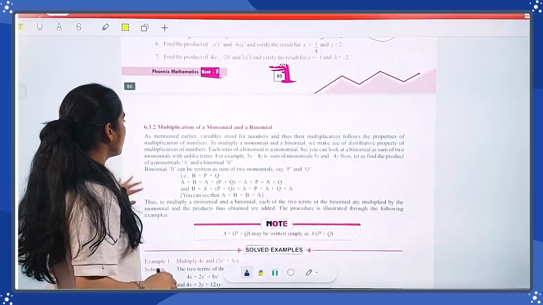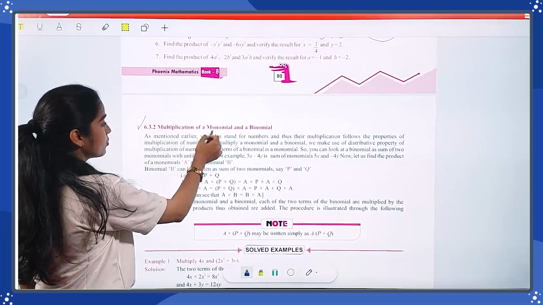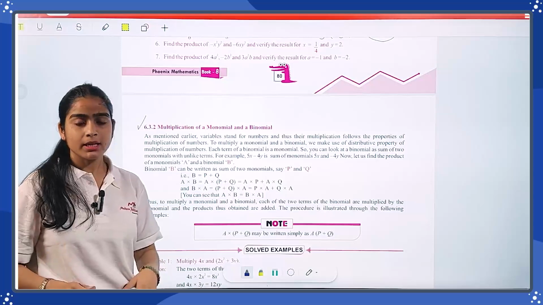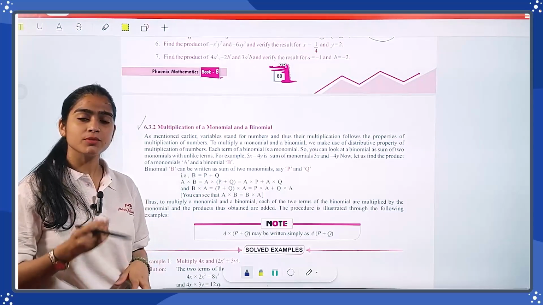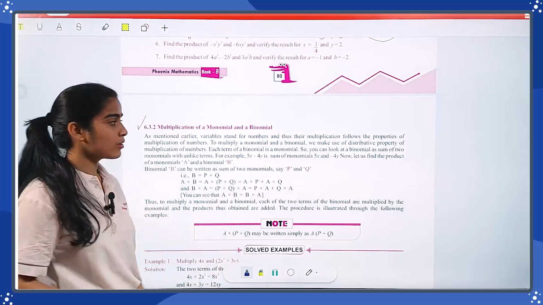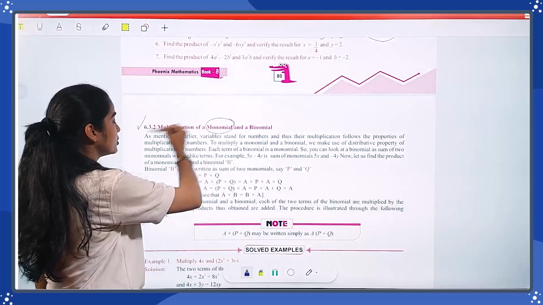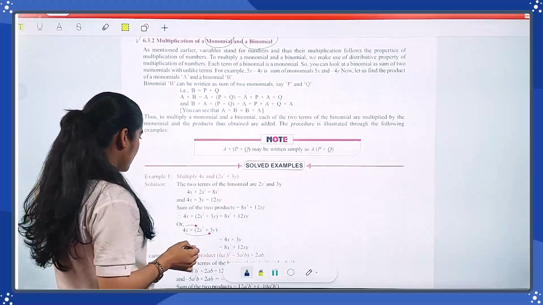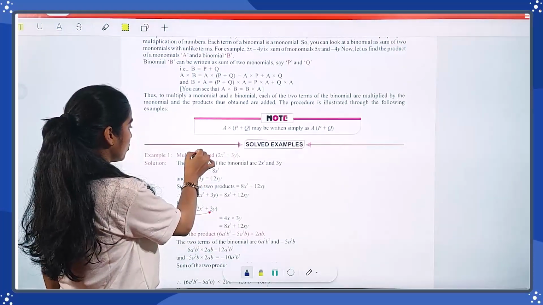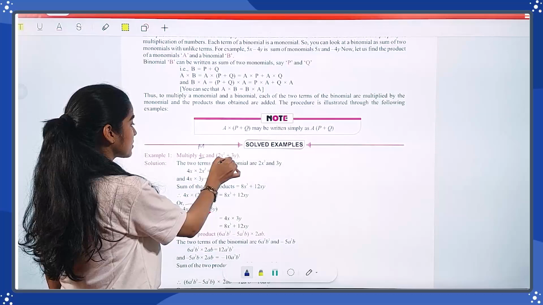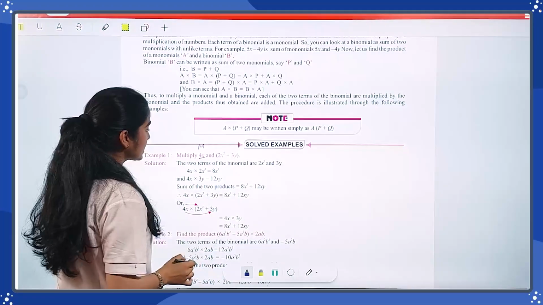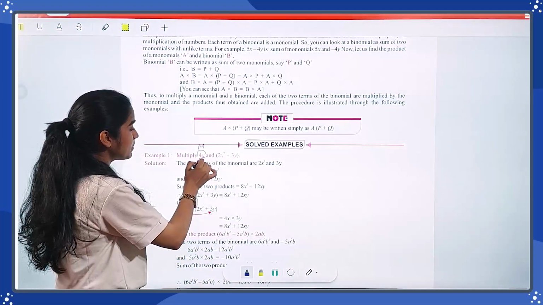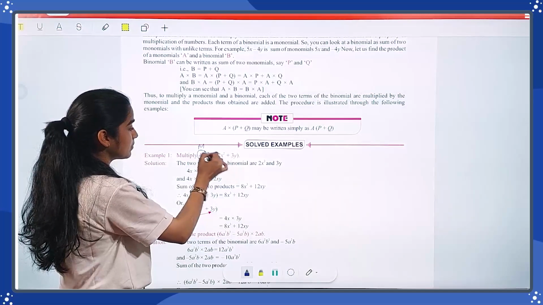Now can we move forward with the multiplication of a monomial by a binomial. Till now we have been doing multiplication with monomials. Now we are going to do our multiplication operation with a monomial and a binomial. So multiply 4x, which is a monomial, and 2x square plus 3y, which is a binomial. In this case, what you have to do is multiply 4x with the terms inside the bracket you have.